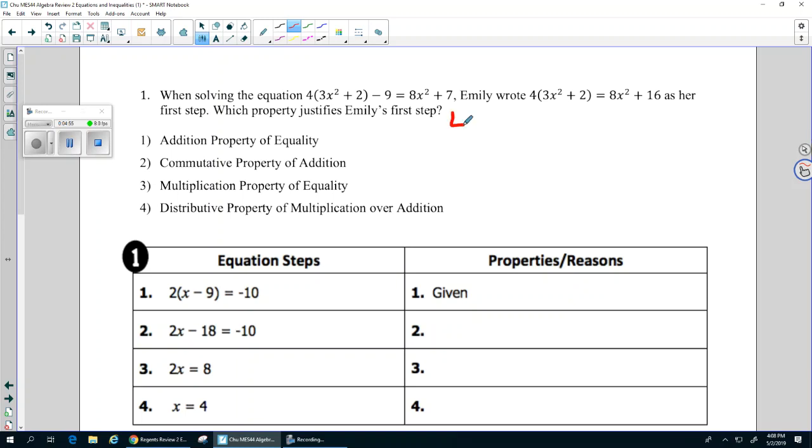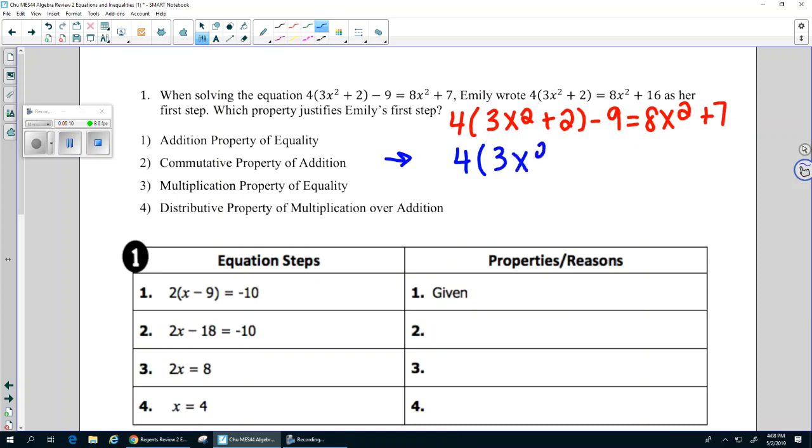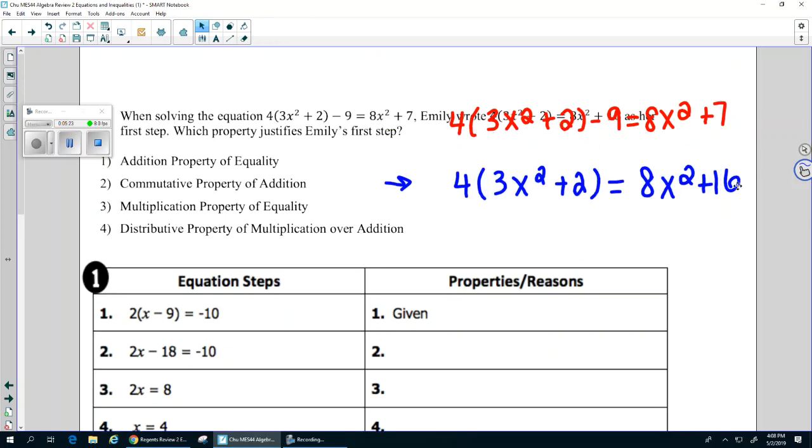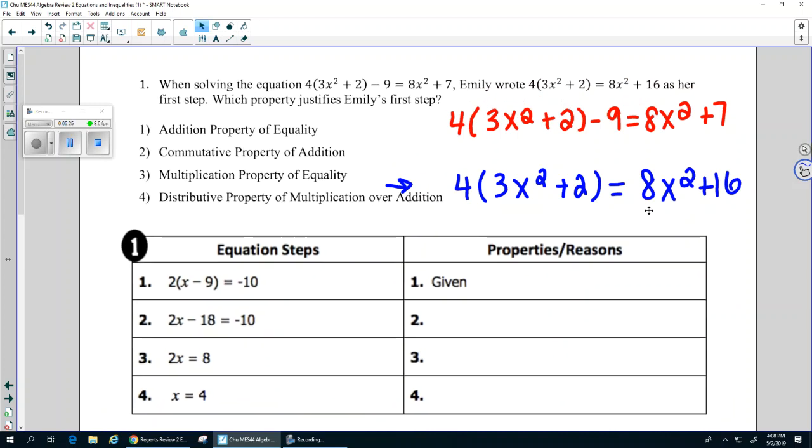So I guess the problem was 4 times (3x squared plus 2) minus 9 equals 8x squared plus 7. And Emily's first step, this is what she did: 4 times (3x squared plus 2) is equal to 8x squared plus 16. Okay, so we're trying to figure out what she did to go from that red step to this blue step. See if you can figure it out before we go over it.